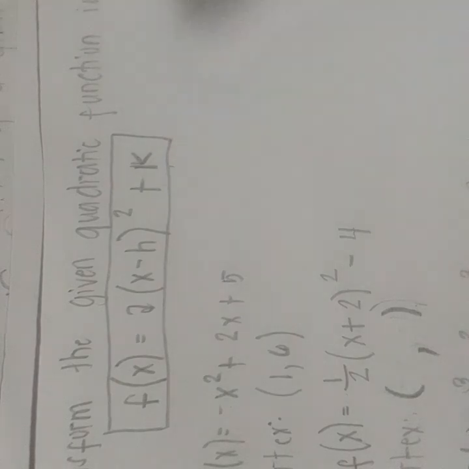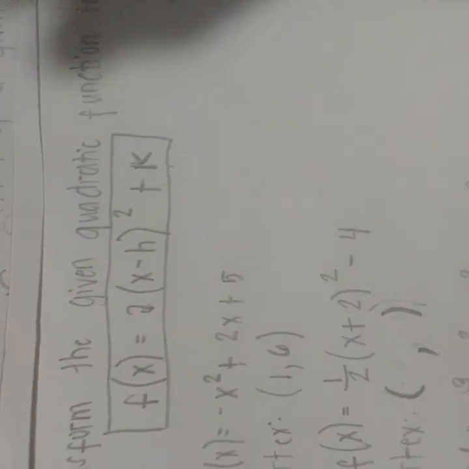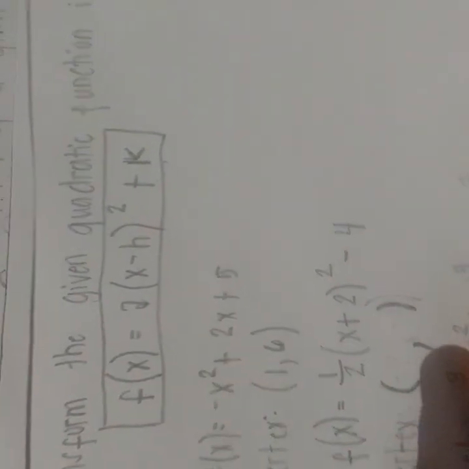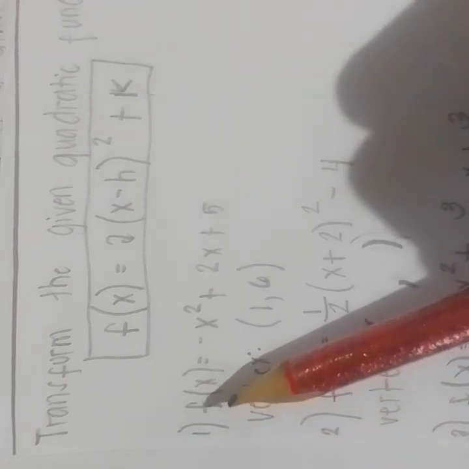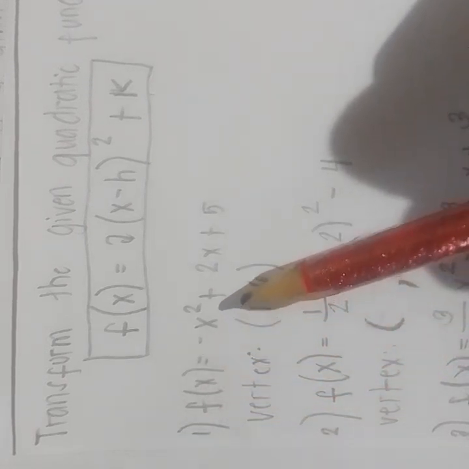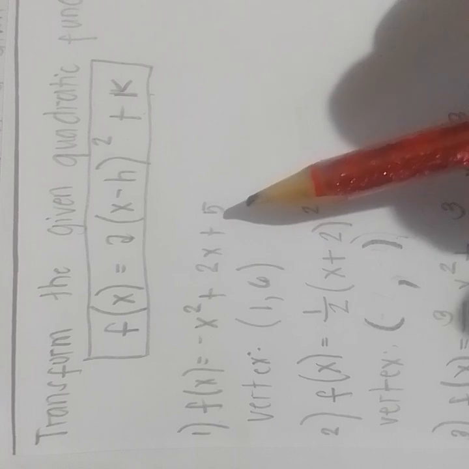It will serve as a guide to construct the vertex form from a given quadratic or standard form of the quadratic function. So, say for example, number 1, the given quadratic function is f of x is equal to negative x squared plus 2x plus 5.